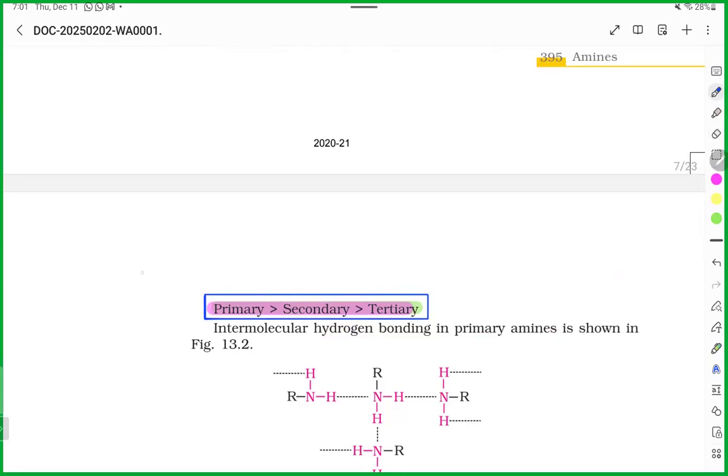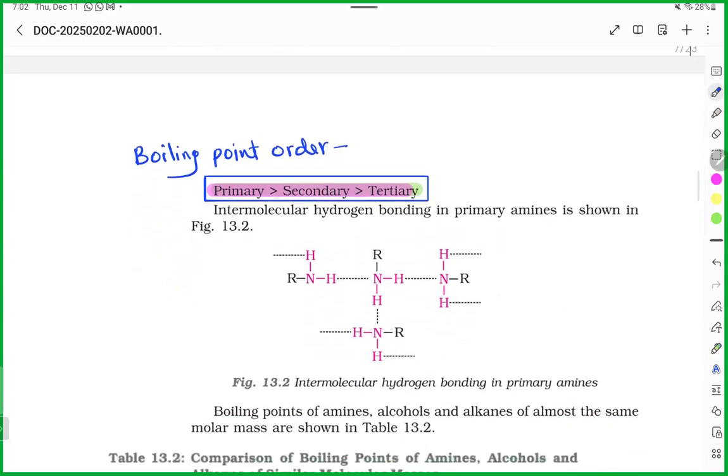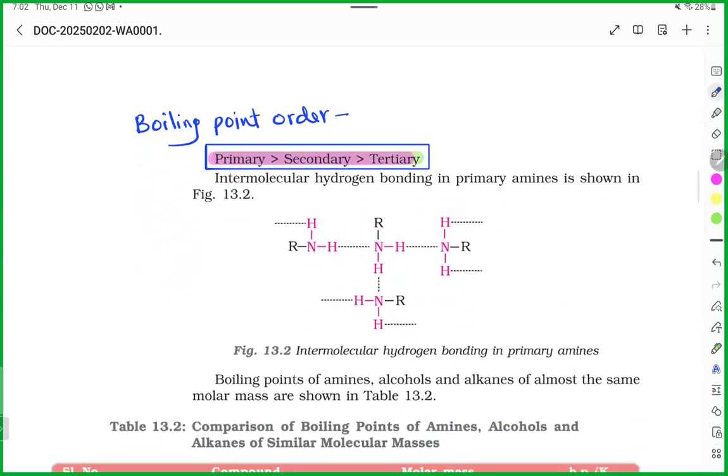Chandana, what is the reason? Because of more hydrogens present in primary. Exactly. Primary means more number of hydrogen. More number of hydrogen means more hydrogen bonding, strong, higher boiling point. Correct? Barinder, boiling point of amine, alcohol and alkane is almost same. Why?